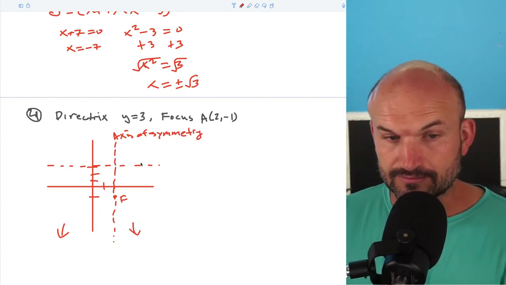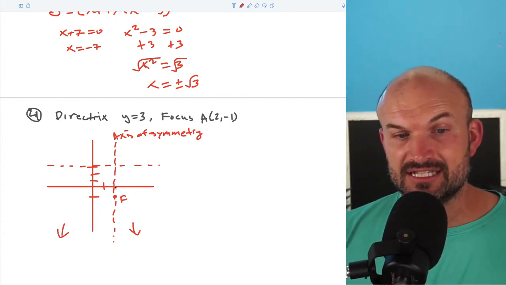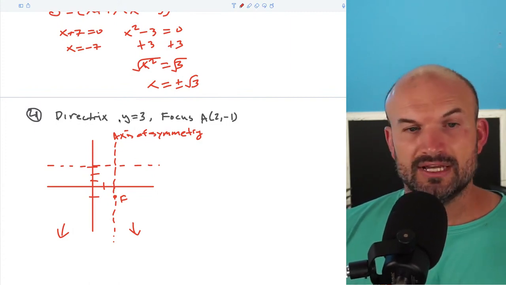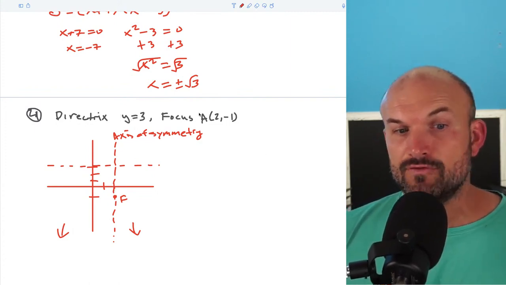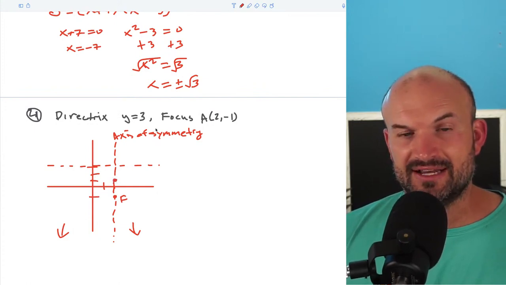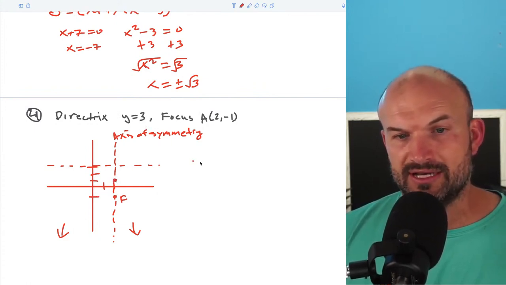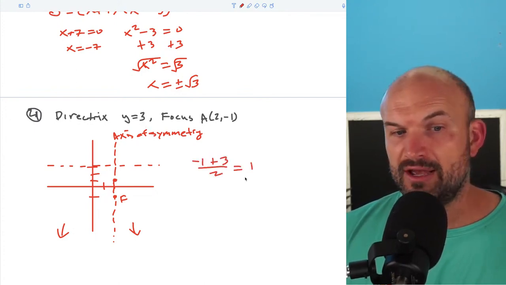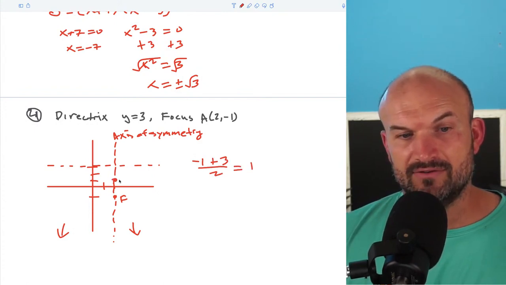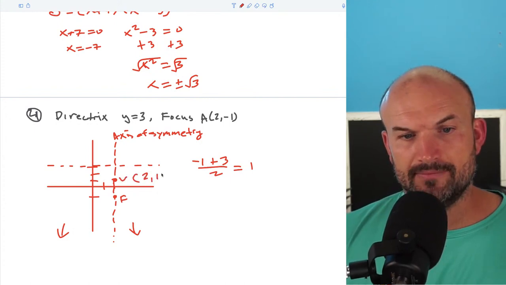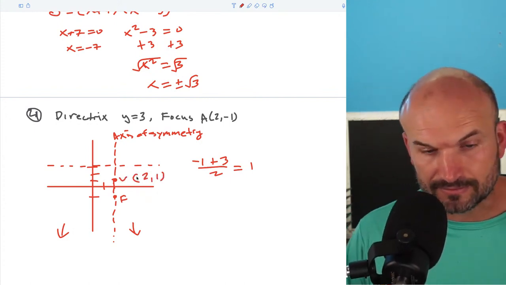All right, now the vertex is going to be the half distance between your directrix and your focus. Okay, so if we count these, this is at 1, 2, 3, 4. So 1, 2, 1, 2. If I find the distance between 3 and -1, like (-1 + 3) divided by 2, trying to find the midpoint, right? That's going to equal 1. That's where I'm going to go right there. That's my vertex. Okay, so my vertex here is now at what? (2, 1). Okay, so I have my vertex.